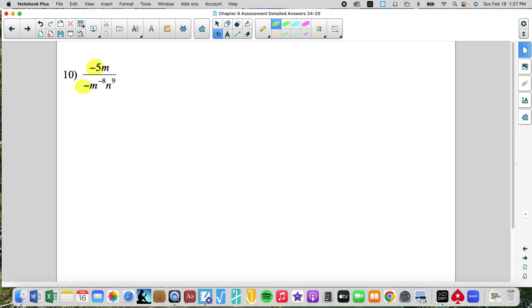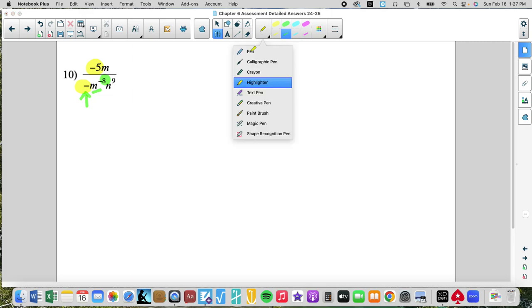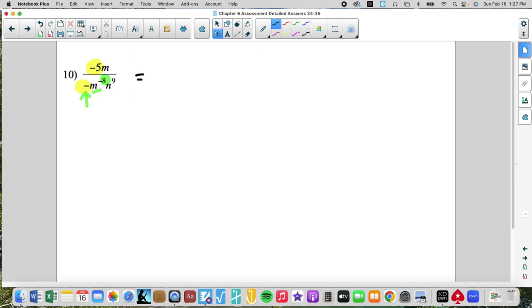Coefficient, coefficient. That negative is not attached to this variable with that base. So here's the exponent, here's the base of that exponent. It is not included with the negative because there's no parentheses. So it's coefficient of -5 and coefficient of -1, which makes +5. So if we're just dealing with the coefficients, -5 over -1, we get +5.